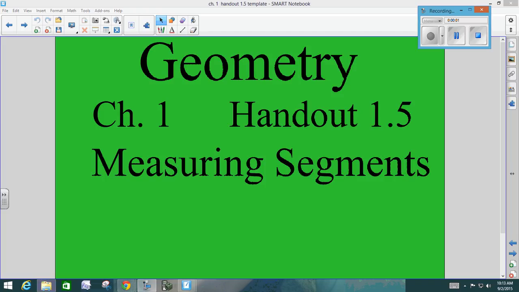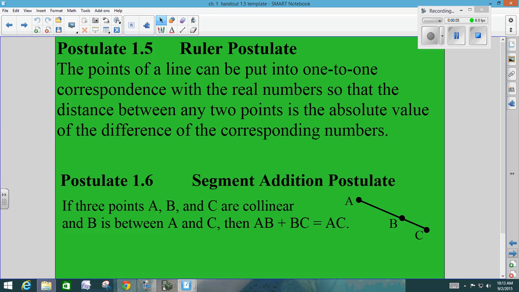Measuring segments, not with a ruler, but on the number line. Okay. We have 2 postulates today. We've had 4 already. You know, through any 2 points, there's a line, and if 2 lines intersect, then it's a point, and so on. Those ones didn't really have names, but these 2 do.